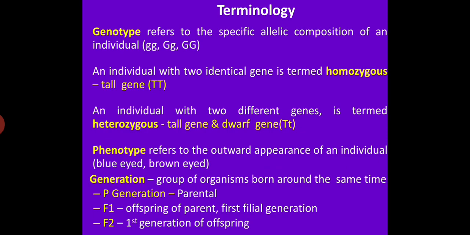Generation: a group of organisms born around the same time is called a generation. There are three different types of generation. One is the parental generation, that is the P generation. F1 is the first filial generation. F2 is the second filial generation, the offsprings of the F1 generation.